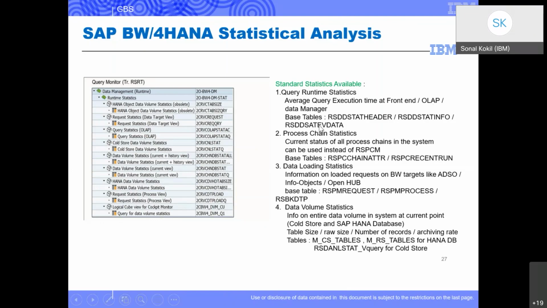So these are the tables which are used for the query runtime. These are the tables which are used for the process chain statistics and data loading statistics. We can use these tables. And on top of it, we can identify which CDS views are available and use them. So this is the list of all the CDS views which can be helpful.